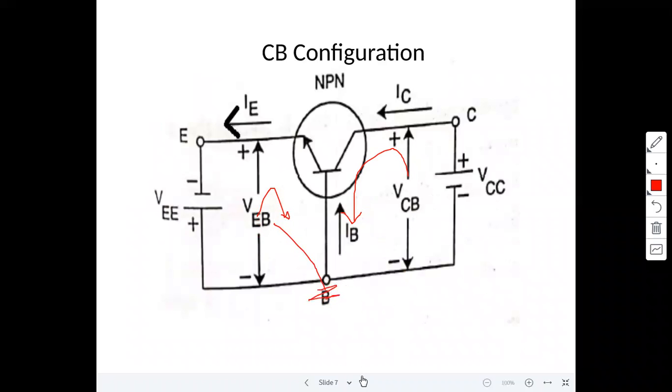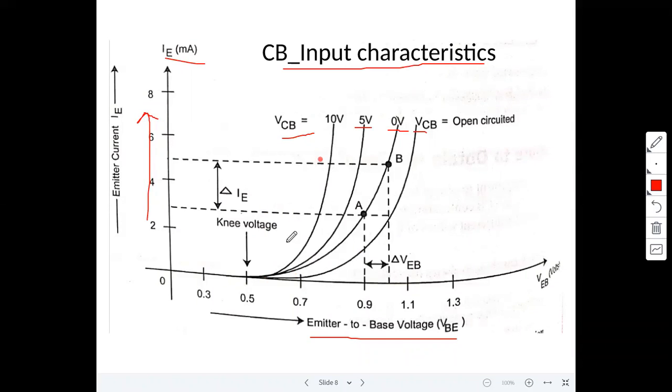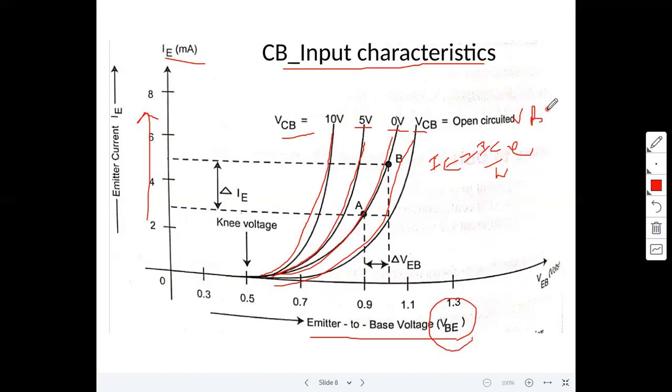Now when we plot the input characteristics, they almost look like diode characteristics, like the PN junction diode VI characteristics. Only one thing: we already know the relation between IC and IE. The IE current is equal to IC by alpha, times e power the input voltage, VBE by VT.